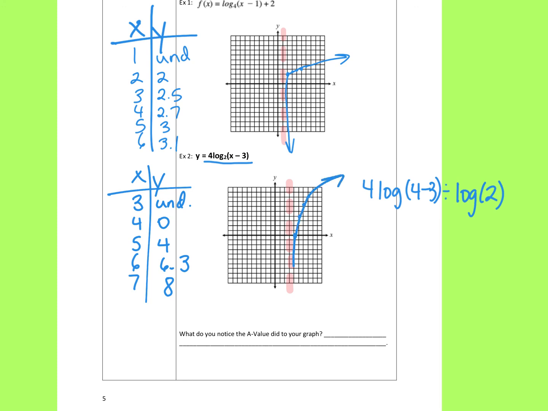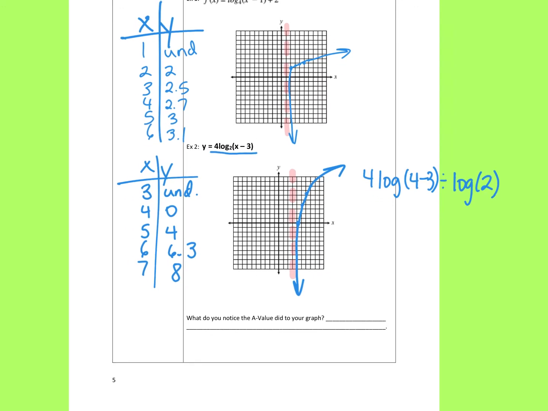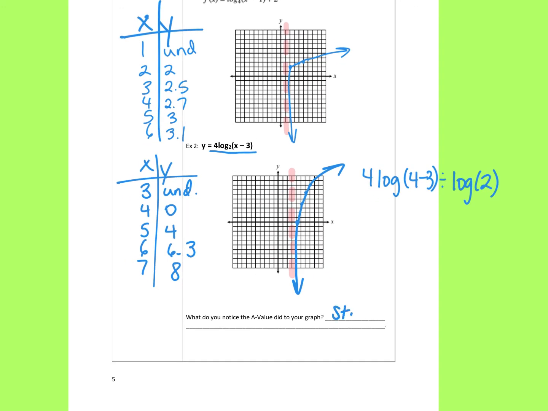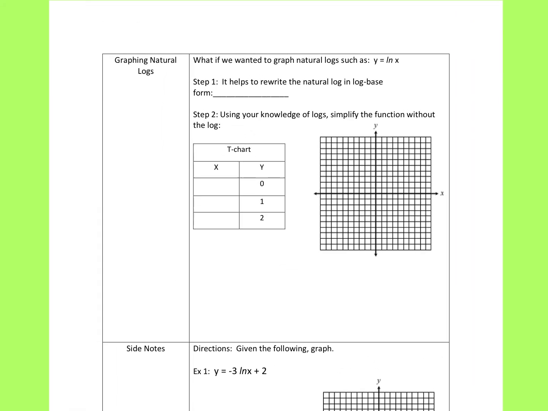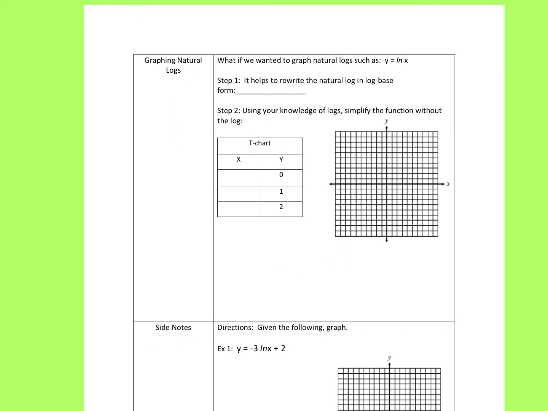Okay, what did this do? What did that 4 do? Stretched it. Okay, and we know that since it's bigger than 1, it's a vertical stretch. So it made it a lot steeper, right? Okay, questions? Cool. Pretty easy? Good. Okay, we have natural logs left. What time is it? All right, we'll go ahead and get started.